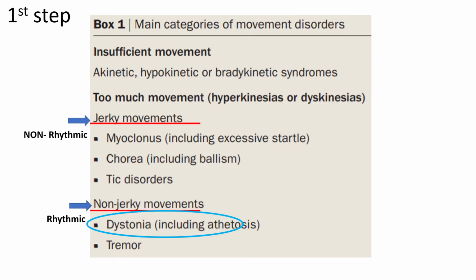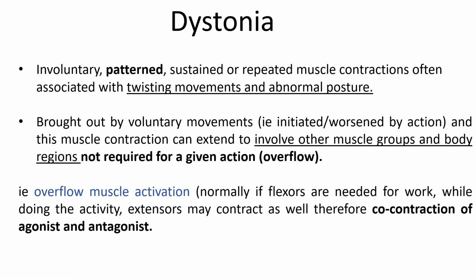So coming back to our first step, that was classifying movement disorders into hypokinetic and hyperkinetic. We have already studied that we can divide this into rhythmic and non-rhythmic. The rhythmic disorders can be dystonia or tremors. So after discussing tremors, now we will be discussing something known as dystonia.